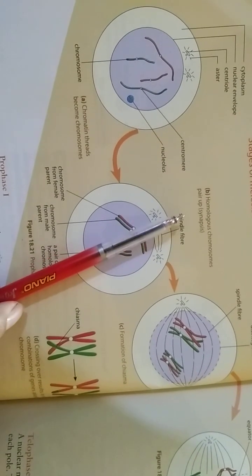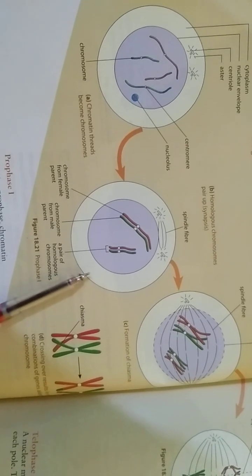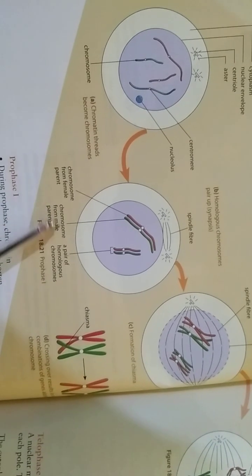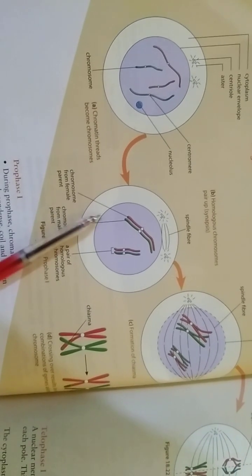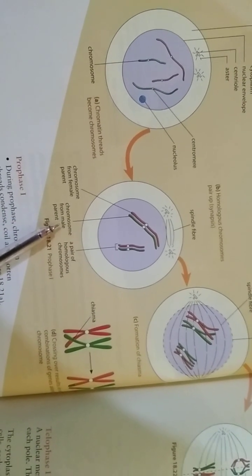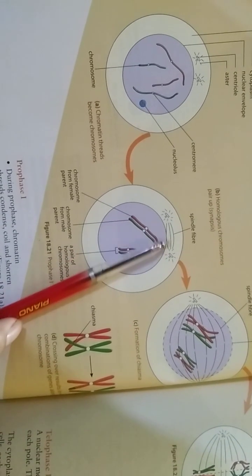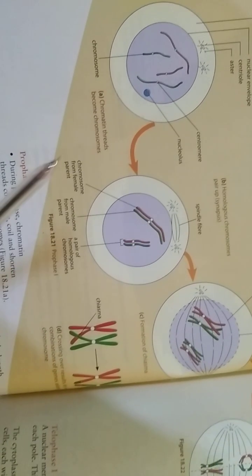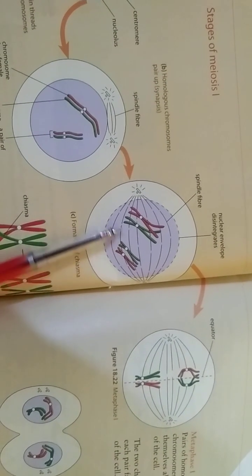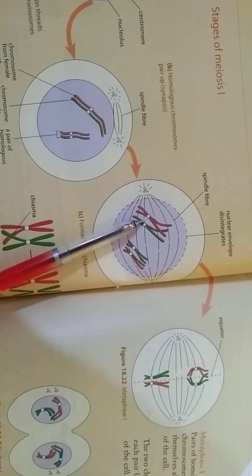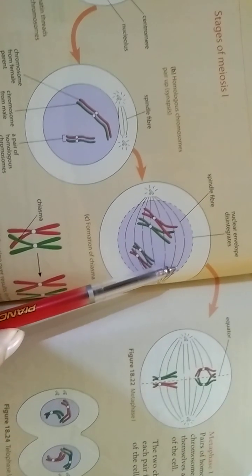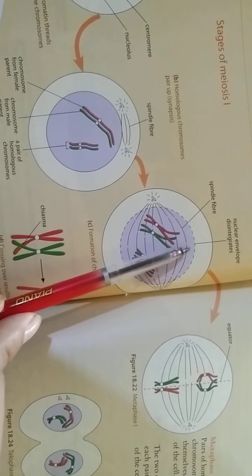Homologous chromosomes pair up in synapsis. One chromosome is from the female parent and one from the male parent, the female X chromosome and the male Y chromosome. Spindle fibers are formed, and the spindle fibers attach at the point of the centromere. The long thread-like structures are called spindle fibers.